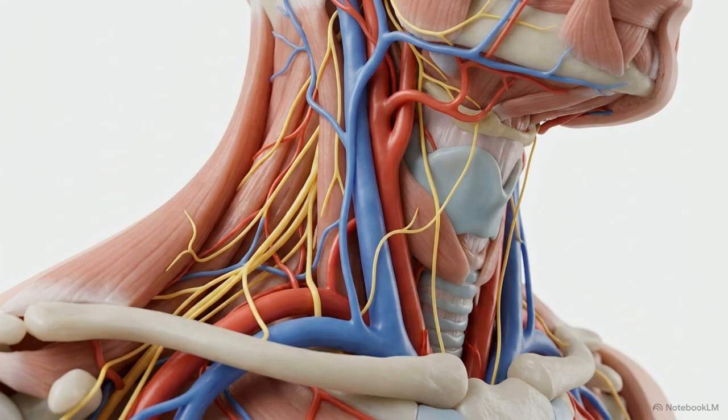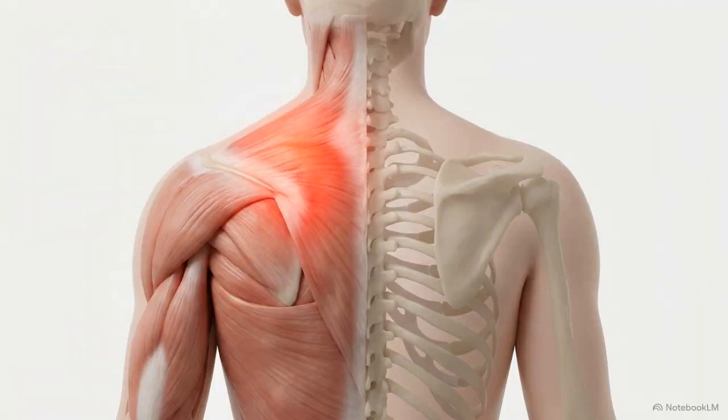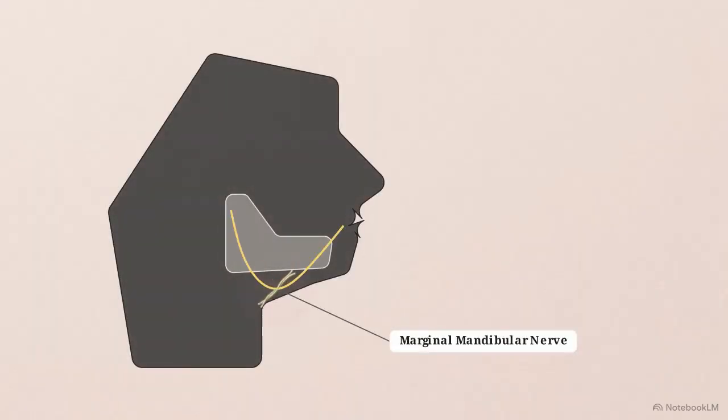Operating in this dense anatomical corridor carries severe hazards. A postoperative infection can lead to common carotid blowout, causing fatal hemorrhage. Injury to the spinal accessory nerve results in chronic shoulder pain, shoulder droop, and weakness in arm elevation. The marginal mandibular nerve is also highly vulnerable.